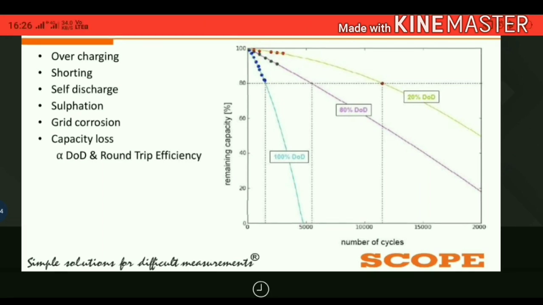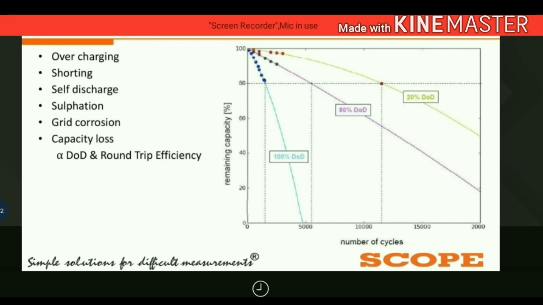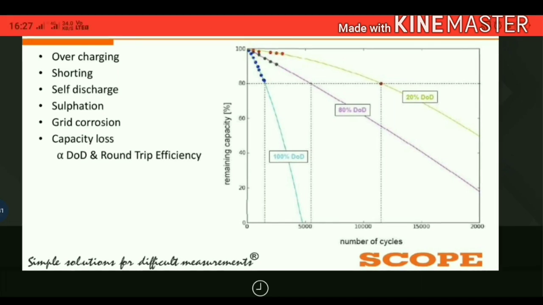Next is your capacity loss. For the capacity loss, in the earlier slides I have explained the depth of discharge, that is the DOD, and the round trip efficiency. So if the DOD and the round trip efficiency are decreasing, the capacity is also getting decreased. Capacity of the battery is getting reduced.